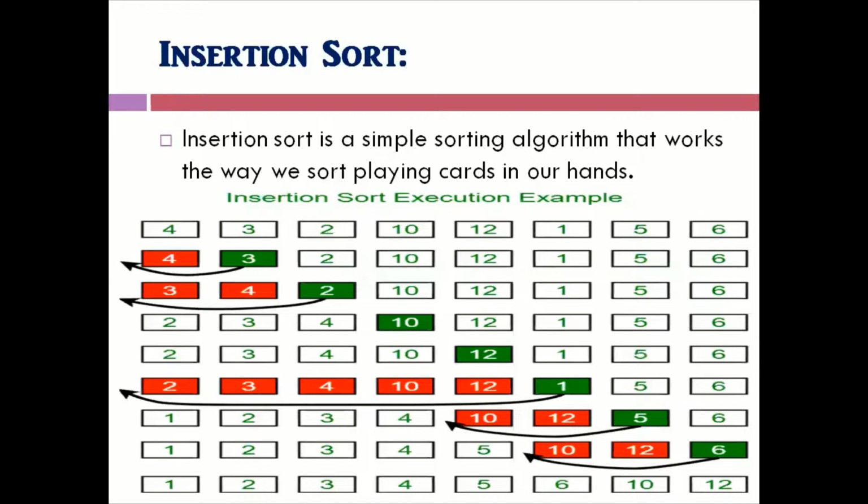But from the second card onwards, what will he do? He will pick the second card and compare it with the card that is there in the left hand, and this right hand card will be placed in its position. So second, third, fourth, like that, all the cards will be picked with the right hand and placed in the left hand in their actual positions. That is about the playing cards game. So this insertion sort is similar to that playing cards game.